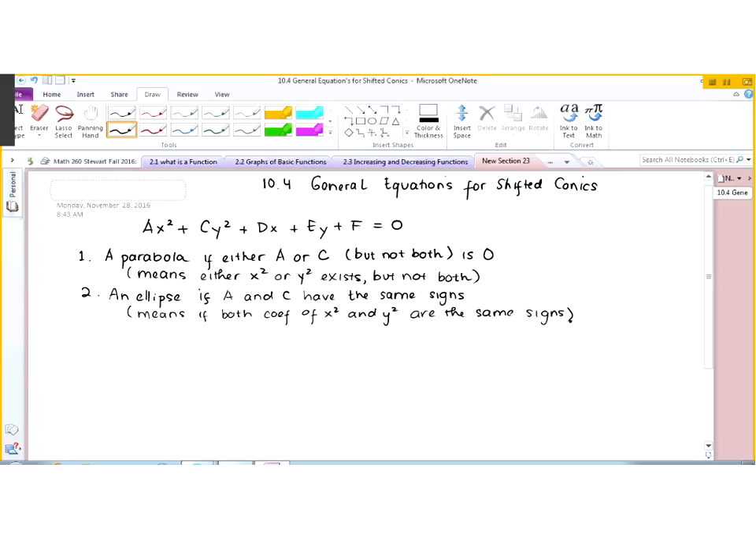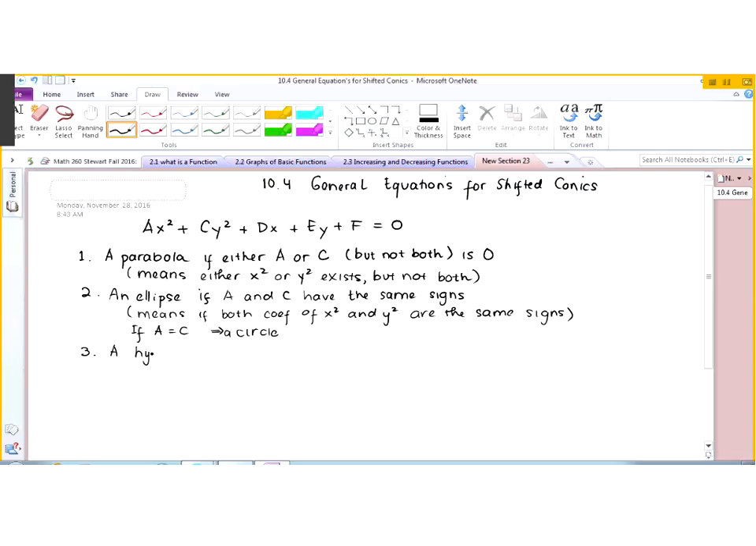When is it a circle? Remember, a circle is a special type of ellipse. So if A is equal to C, then what will we have? A circle. Yeah, a circle is a special type of ellipse. You go 3 up, 3 down, 3 left, 3 right, that's a circle. If A is exactly the same value as C, then it is a circle.